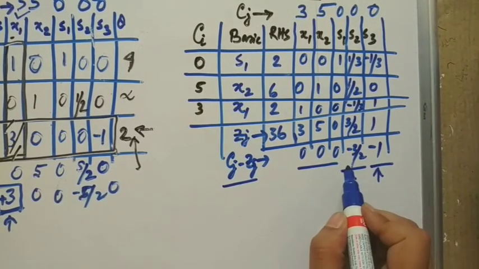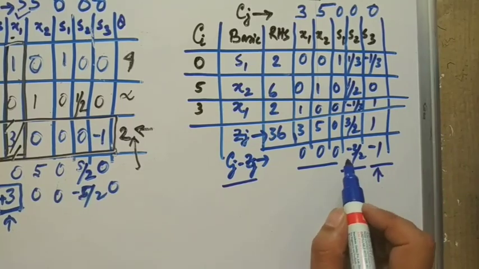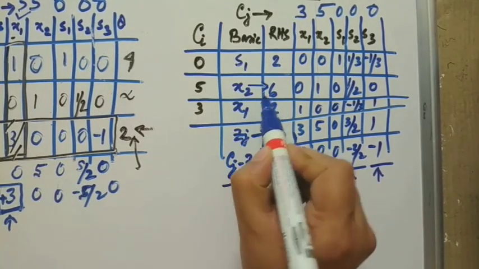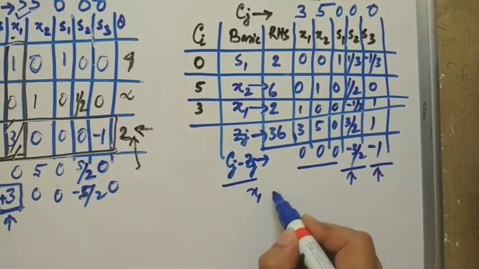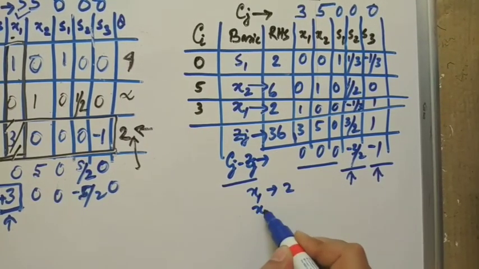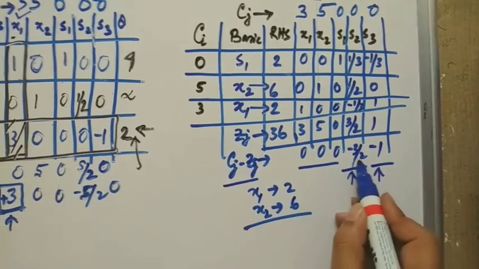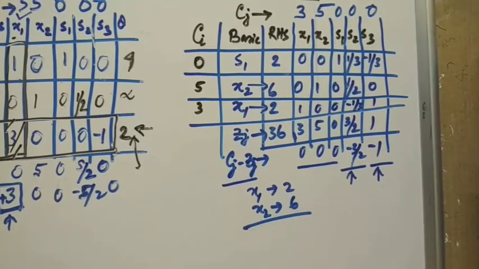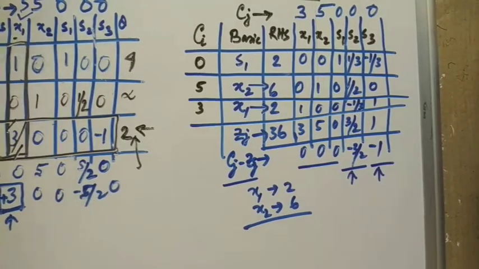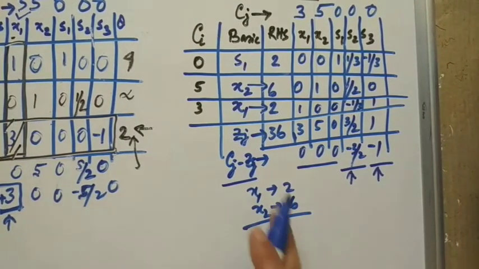So we can say at value x2 equal to 6 and x1 equal to 2. So x1 is 2 and x2 is 6, we are having the optimal table. For this we have to calculate the maximum value of Z also at this particular x2 and x1 value.